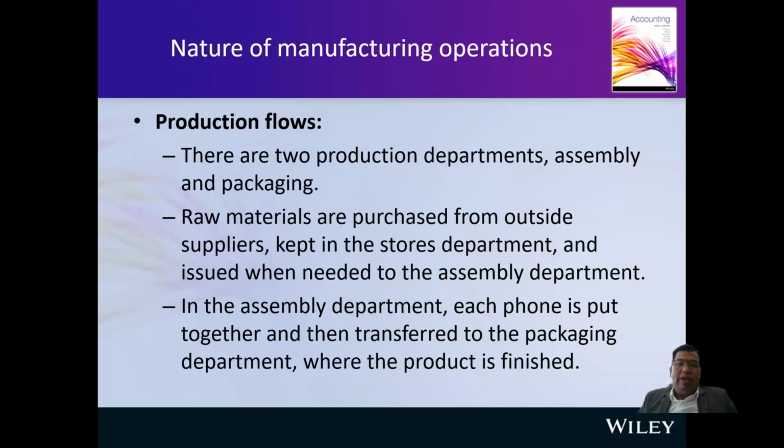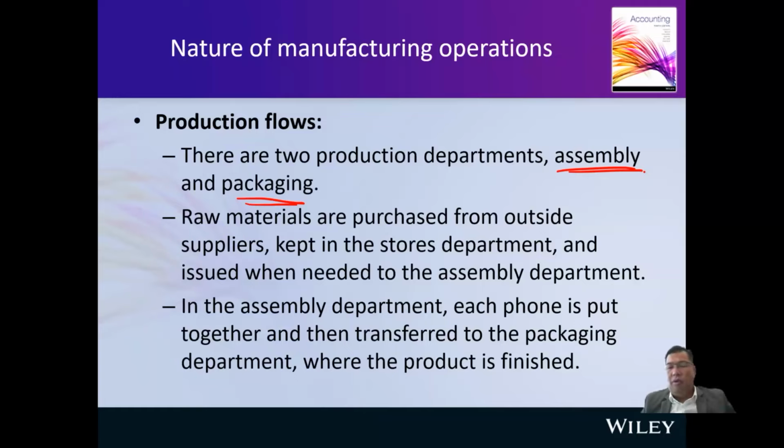Next is production flow. There are two production departments. Number one is assembly. Assembly is the process where you manufacture the good, and the second one is packaging. You put the product into a nice box, wrap it properly, seal it. So that is the packaging. Raw materials are purchased from outside suppliers, kept in the store department, and issued when needed to the assembly department.